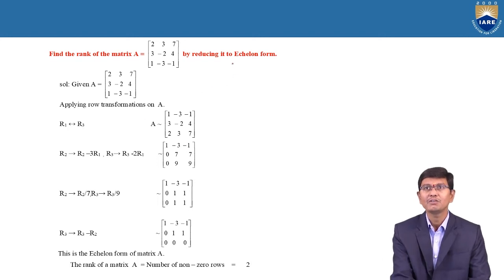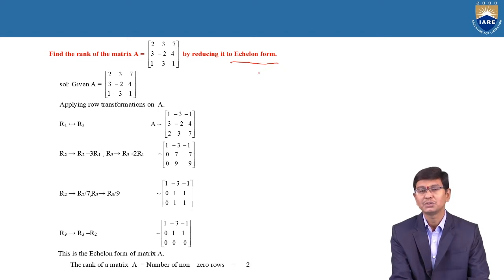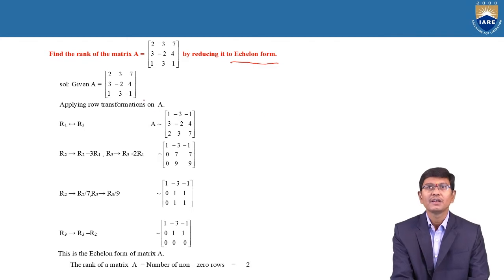That means we need to apply only row operations. That is the meaning of the echelon form of a matrix. By using this echelon form only, we need to find the rank of the matrix. Therefore, here we need to remember the elementary row operations. By using the elementary row operations only, we need to reduce it to the standard echelon form.